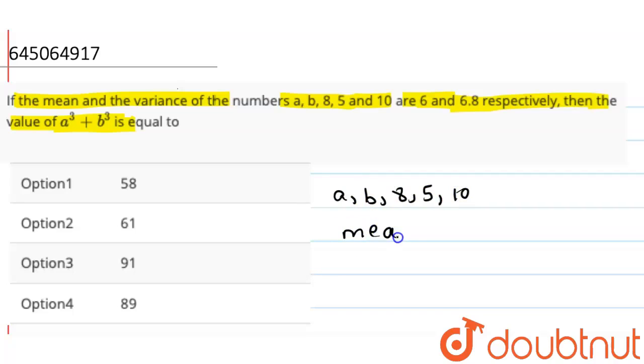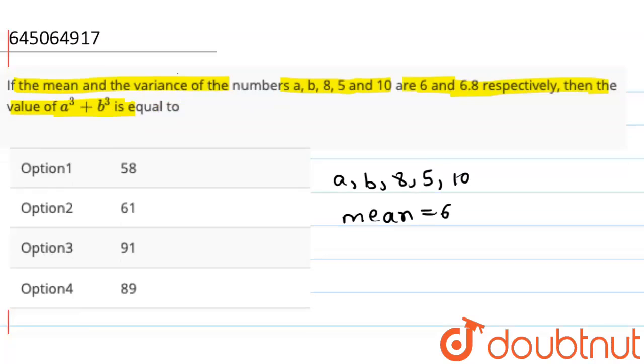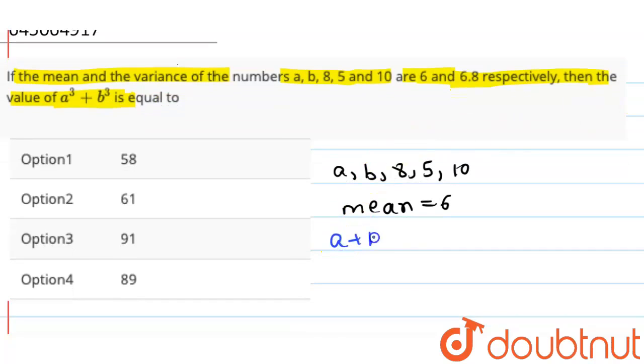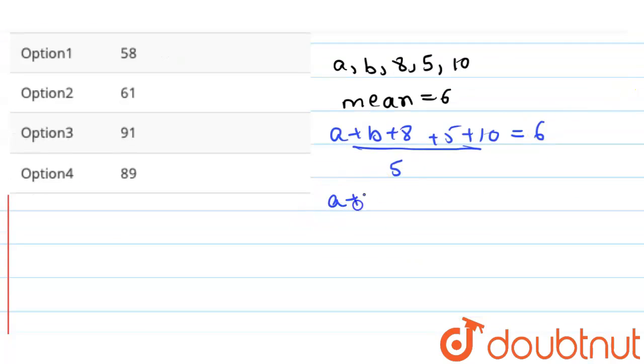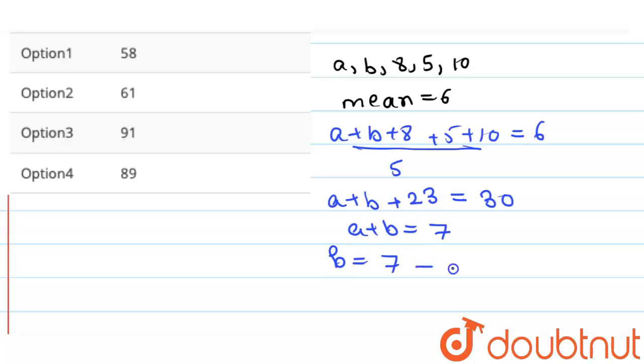And mean is given to us as 6 here. So what will be the mean of these numbers? Mean will be equal to A plus B plus 8 plus 5 plus 10 divided by 5, being equal to 6 here. So from this we can say that A plus B plus 23 here will be equal to 30. So A plus B here will be equal to 7, or we can say that B is equal to 7 minus A. Let this be your equation number 1.